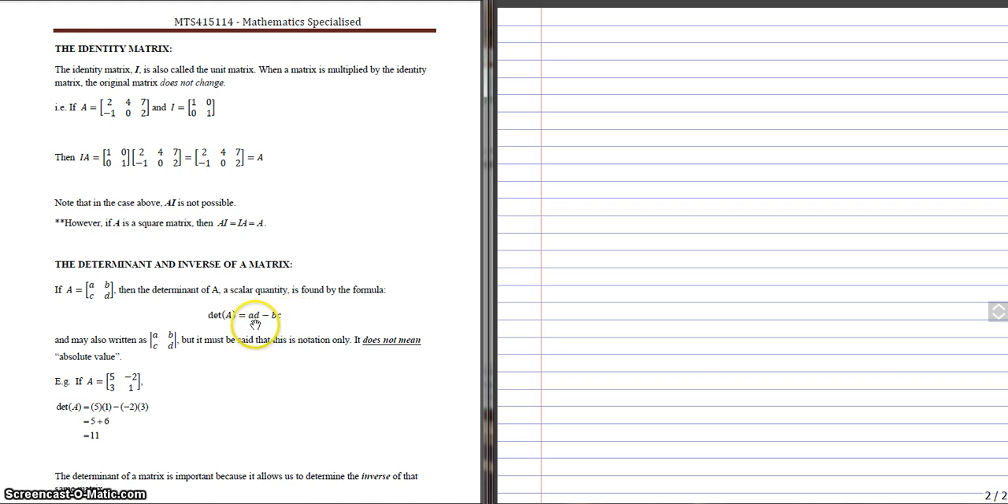Another way we can write the determinant is simply to put these vertical lines either side instead of these brackets. By the way, we don't have to have square brackets. Oftentimes we use large parentheses, so we might have a, b, c, d like that. That's equivalent to having the square brackets. They mean the same. But if we have just straight lines, then what we mean by that is the determinant of A, if A is that matrix.